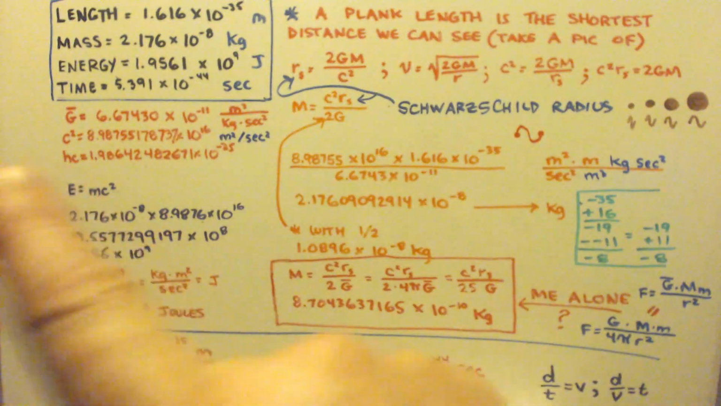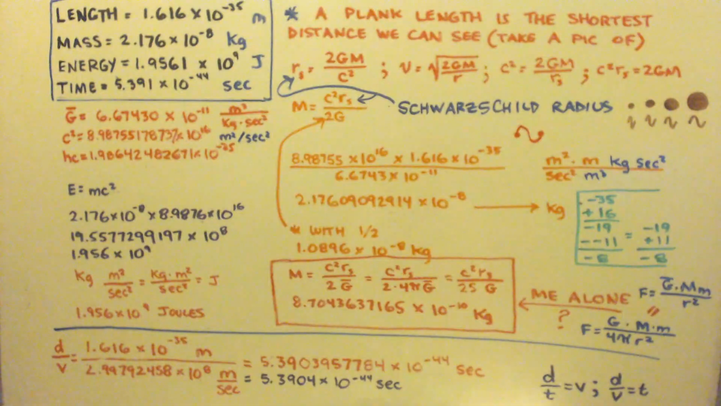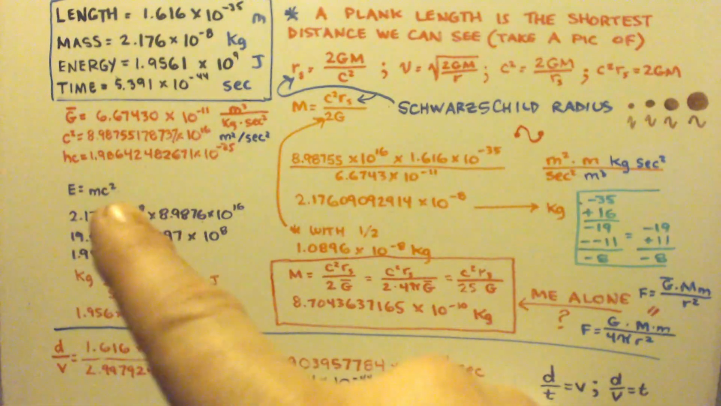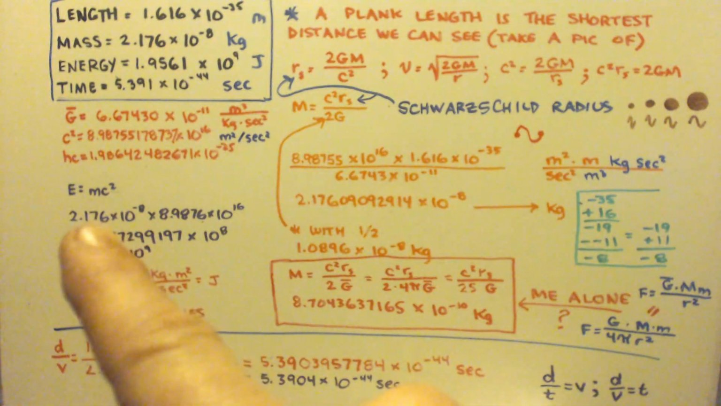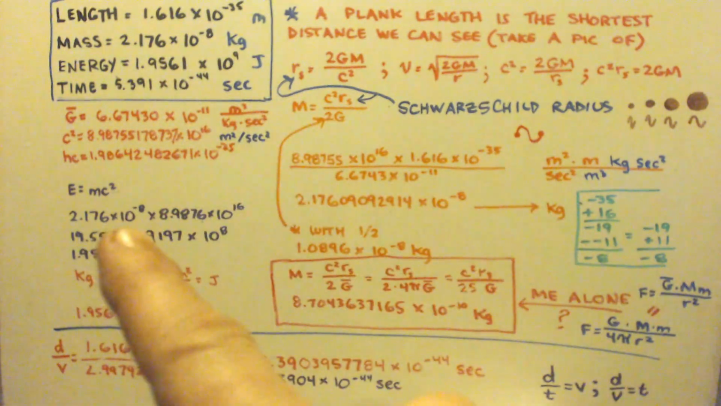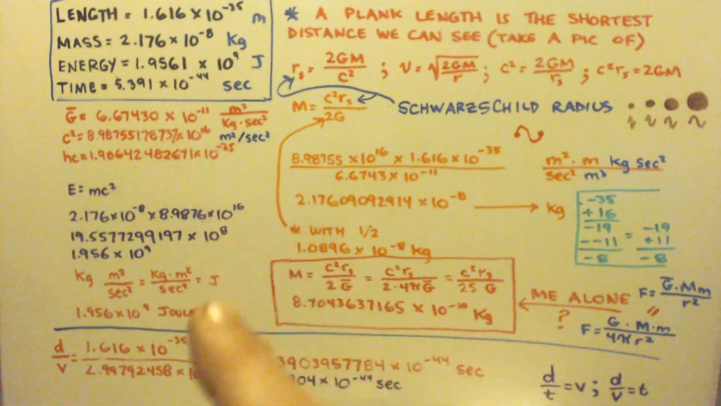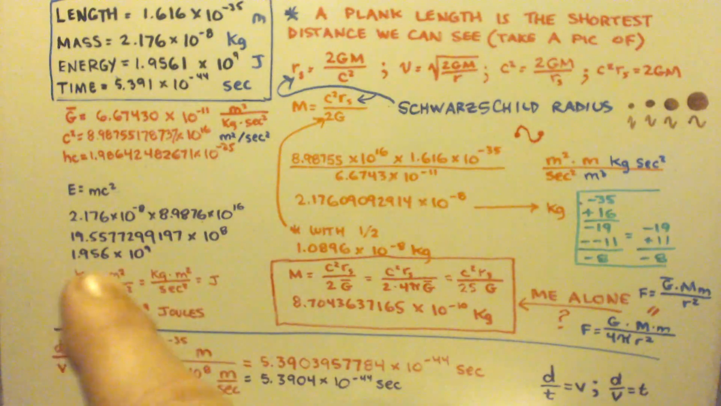And what about the energy? Does this energy correlate to a black hole? Well, here we have E equals mc squared, right? We take that mass that we had up here, and multiply it by c squared, and here is c squared. We get this, and then we get this.